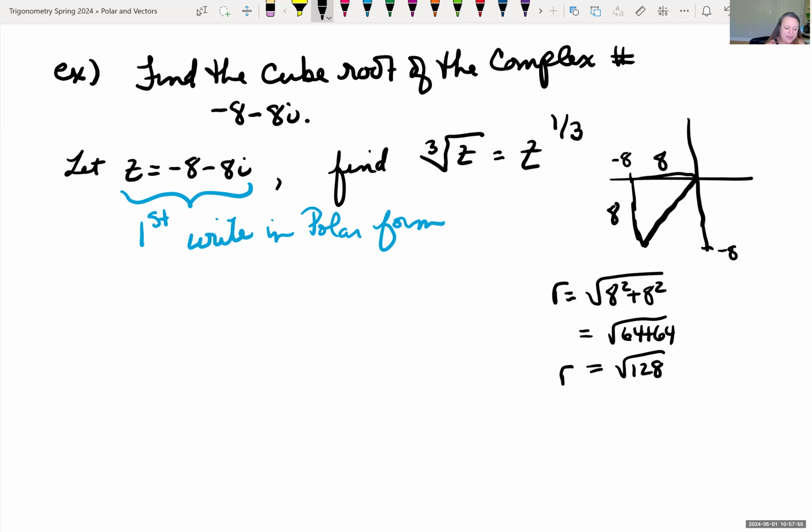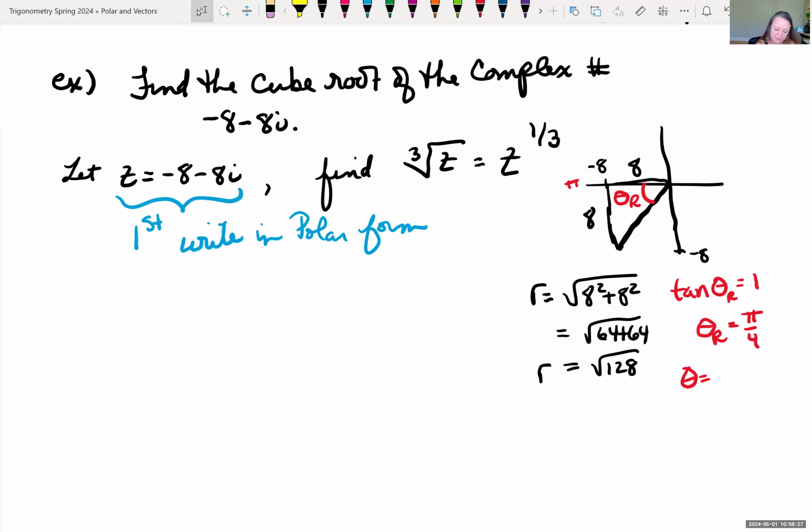I also want to find out what my angle is. Let's just look at the reference angle for a second. So if I have tangent theta, that's opposite over adjacent, so 8 over 8, that's going to give me 1. So I know my reference angle is pi fourths, but I'm in the 3rd quadrant. So theta is going to be this pi here plus my reference angle of pi fourths. So 4 pi fourths plus 1 pi fourth is 5 pi fourths.